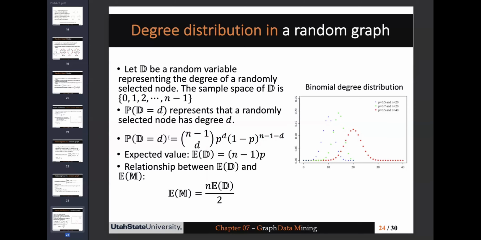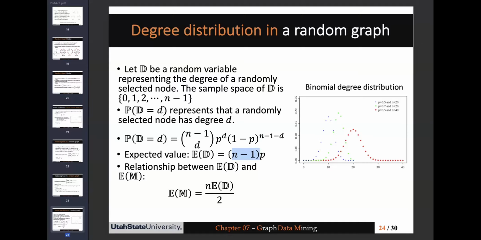Okay, now the expected value of D is n minus 1 times p, right? Because the probability of having an edge between two nodes is p, and these are all the possible neighbors, or connections, that I might have. So on average, I will have n minus 1 times p, the probability of having an edge with everybody else in my random graph.